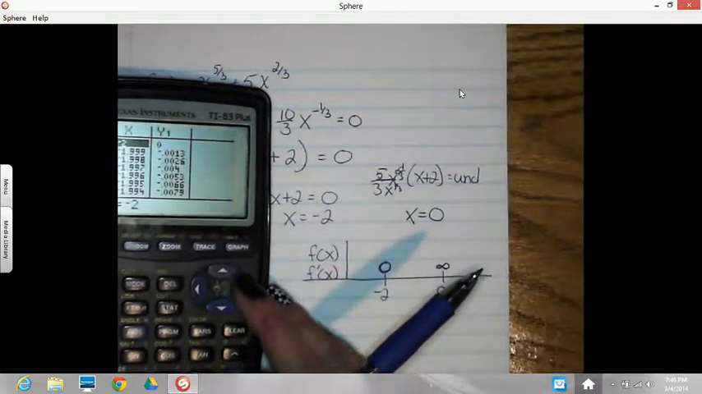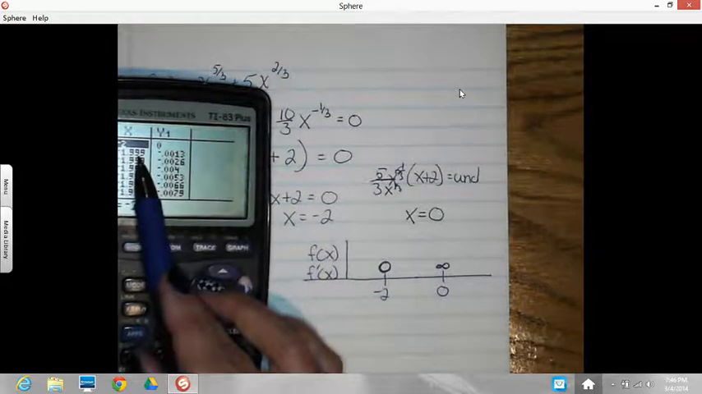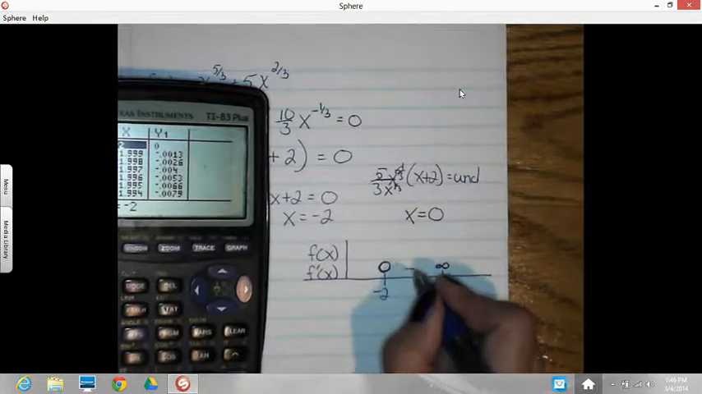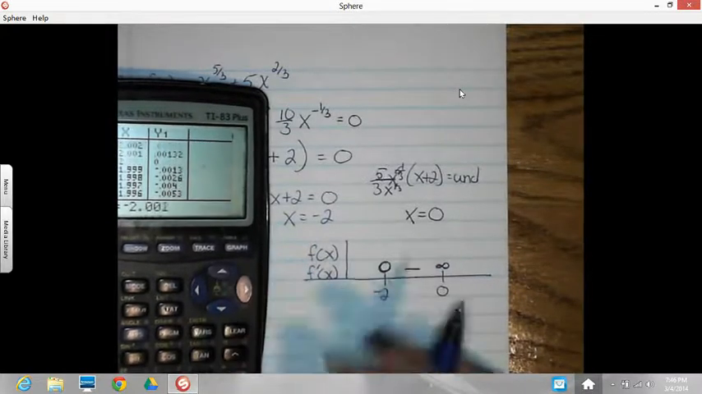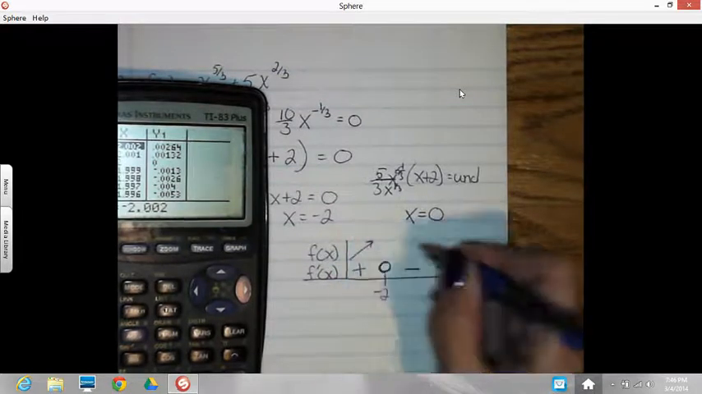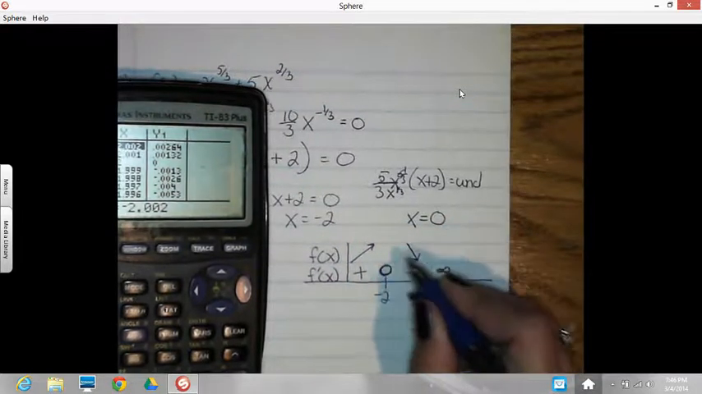So at negative 2, there's my 0. Before the negative 2, in here, I've got a negative. On the left-hand side, I've got a positive. So that tells me the function's increasing, decreasing. So I know this is now a max.